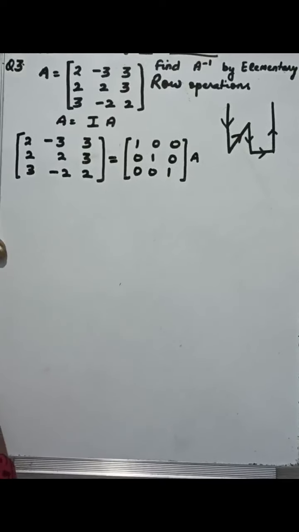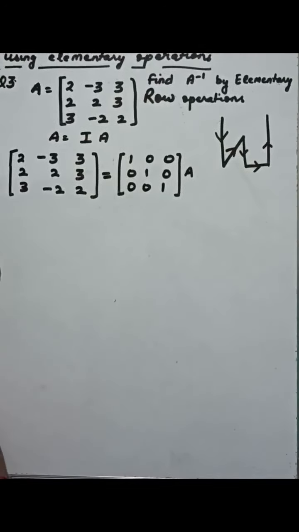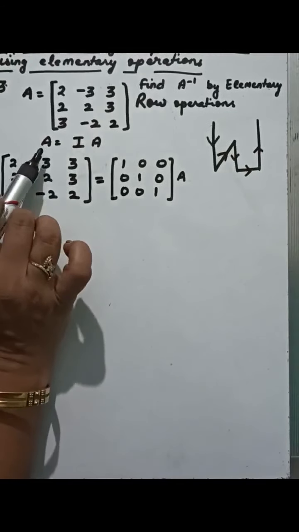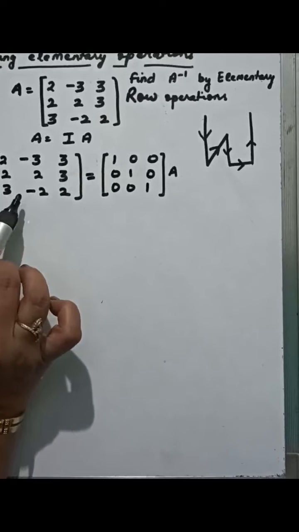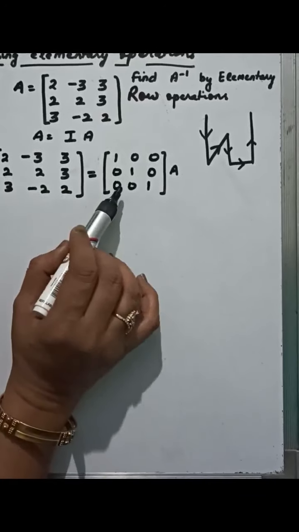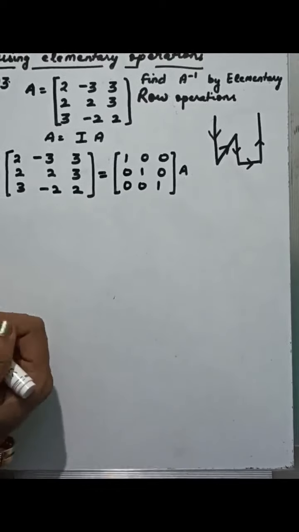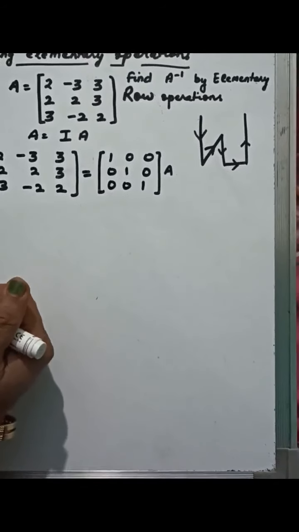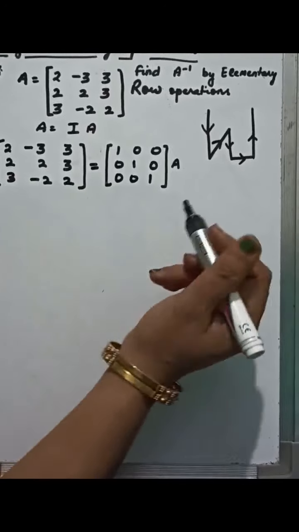In the next question we have a 3 cross 3 order matrix and we want to find A inverse by elementary row operations. The first step remains as it is. Let A equal identity into A. This A is the given 3 cross 3 order matrix, I is the identity matrix of 3 cross 3 order, and this A is as it is. Now here again we have to follow a particular path. We try to follow this path for the calculations.